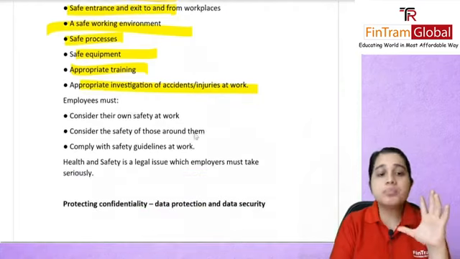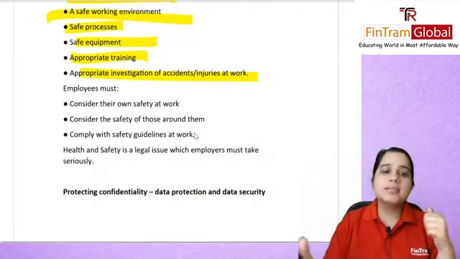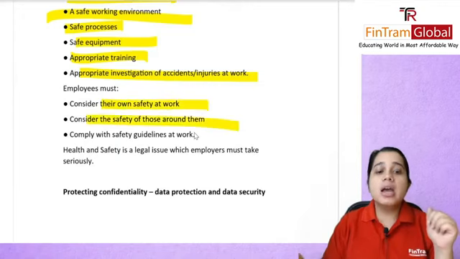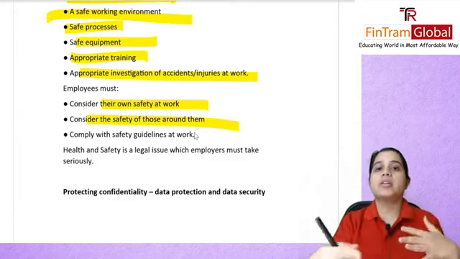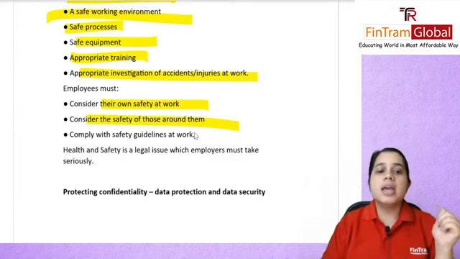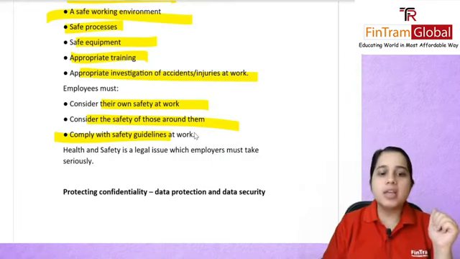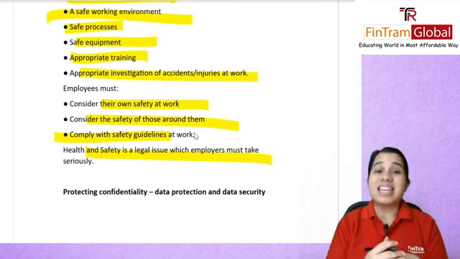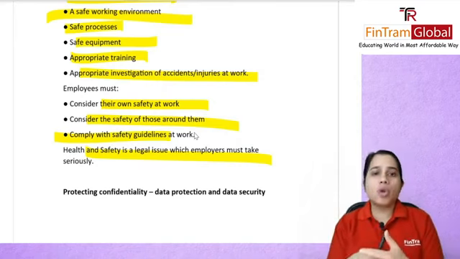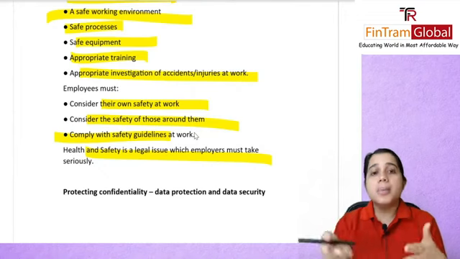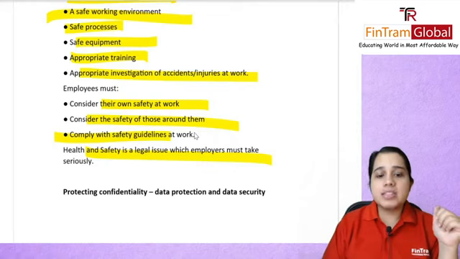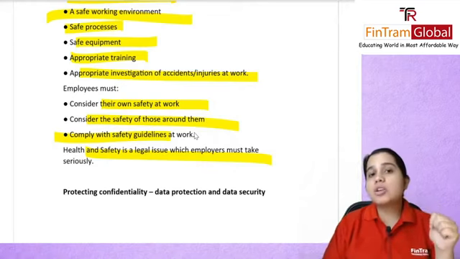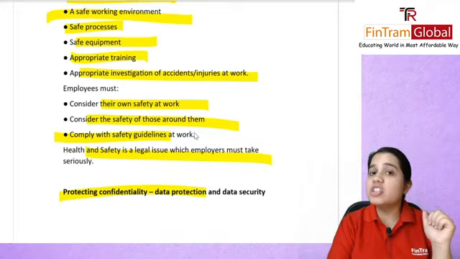These are some of the responsibilities that employers have towards their employees for maintaining good and safe conditions. Employees also need to consider their own safety at work and that of the people around them. Make sure whatever you're doing will not affect another person in a harmful way. Comply with all the guidelines, and listen to the training carefully. This is a legal issue which employers must take very seriously, because employees can go ahead and in the future sue also.